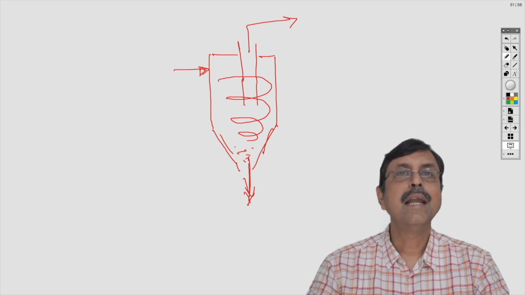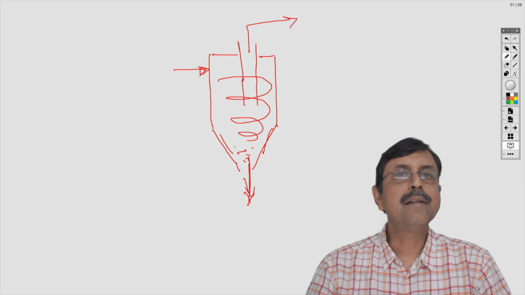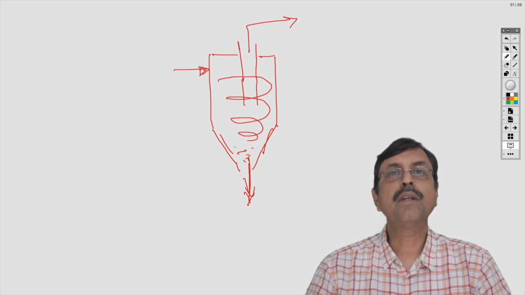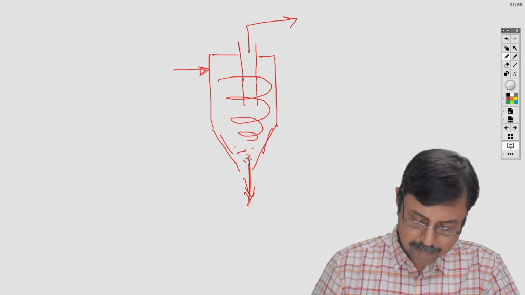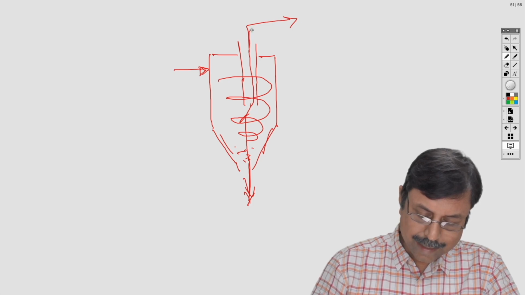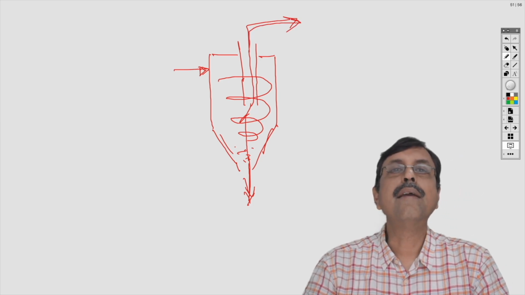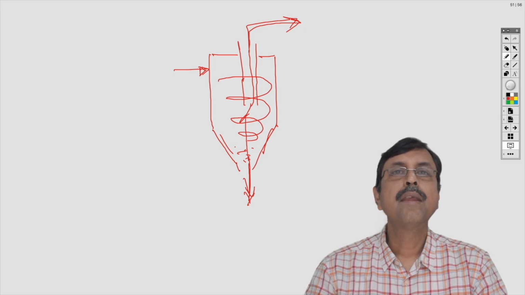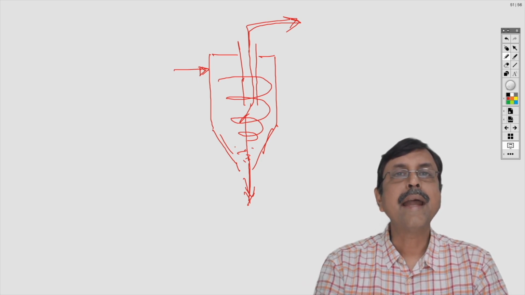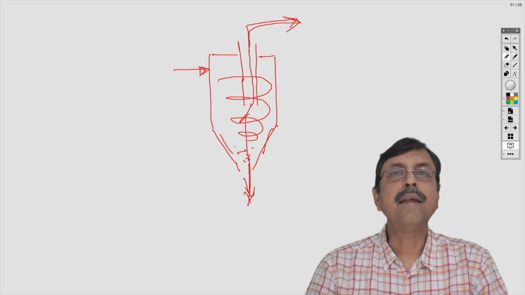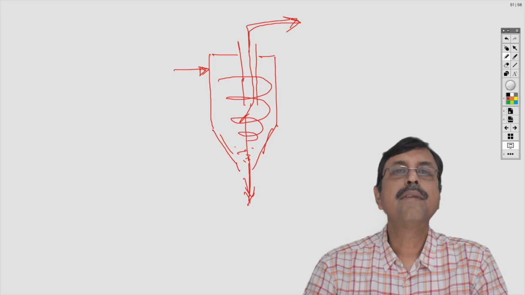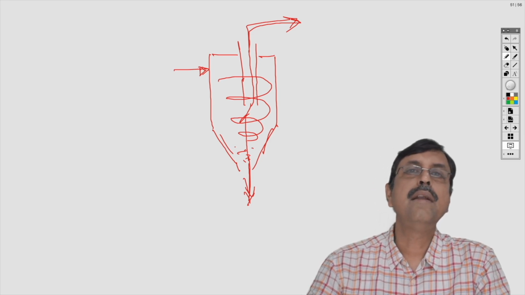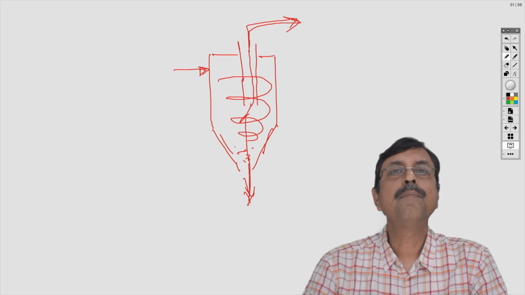While the lighter and finer particles, along with the gaseous portion of the feed, along with the vortex, rise up like this and come through this channel and exit this way. So this is how the gaseous portion and the solid portion are separated in a cyclone separator. There are various types of cyclone separator which we will discuss in a few minutes from now.